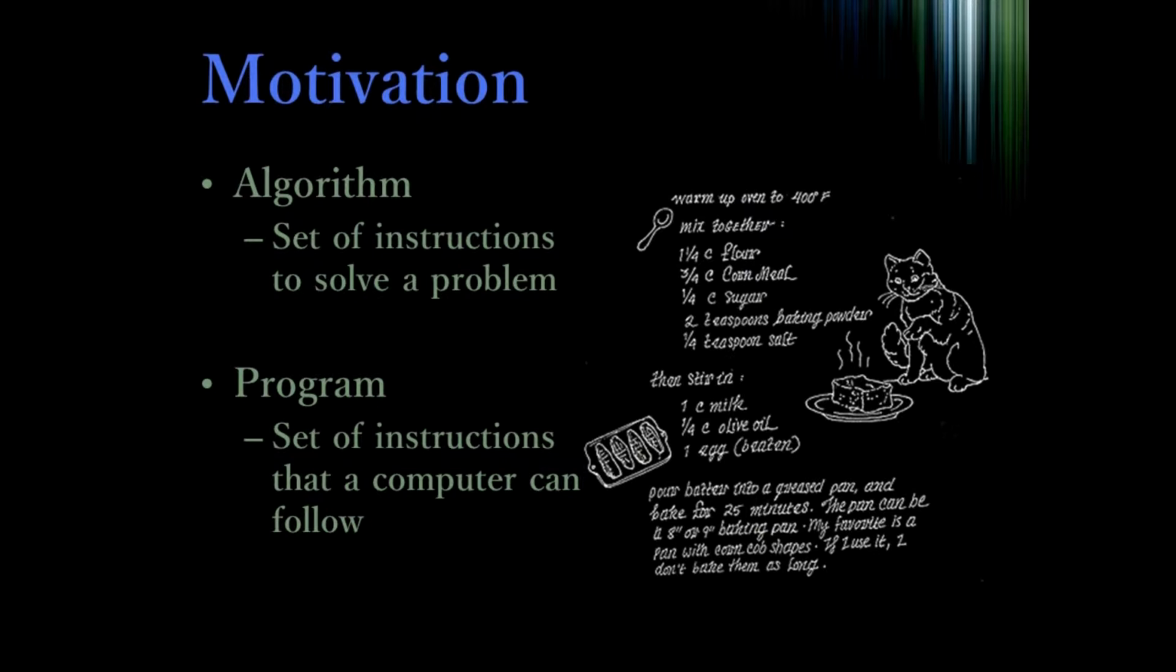Let's start with some motivation. When we're writing a computer program, we're essentially writing a list of instructions that a computer could follow. When you're talking about these sorts of recipes, sometimes you'll hear two different words used: an algorithm or a program. The key difference is that an algorithm is a set of instructions to solve a problem. This can be any sort of problem. A program is a set of instructions a computer can follow and is an implementation of an algorithm.